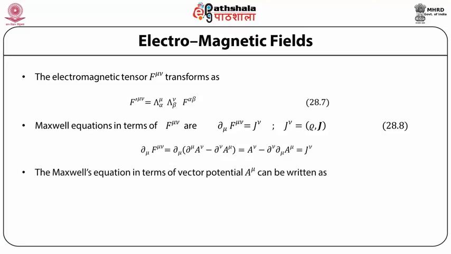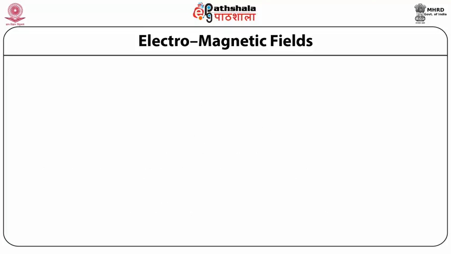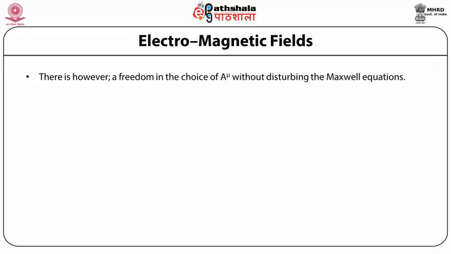Maxwell's equation in terms of the vector potential A_μ can be written as (∂²/∂t² − ∇²) A_ν − ∂_ν (∂_μ A^μ) = J_ν. There is, however, a freedom in the choice of A_μ without disturbing the Maxwell equation.